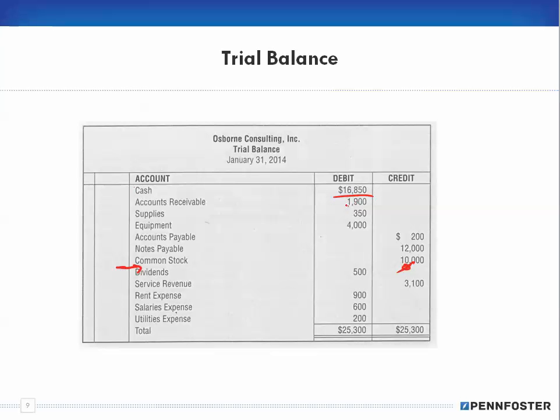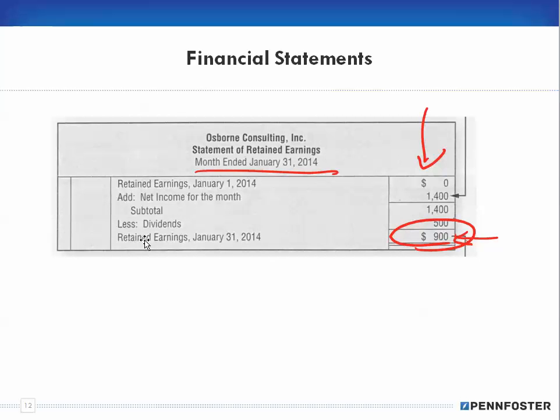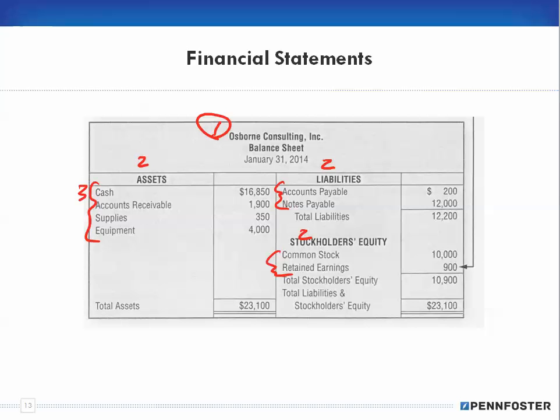Notice my cash, my accounts receivable. Notice these balances. There's my payables, note payable, and my common stock. Now remember, no retained earnings because right now we only need these accounts. And I come down to my balance sheet and I write those account names, and if I want to, I write in the balances.